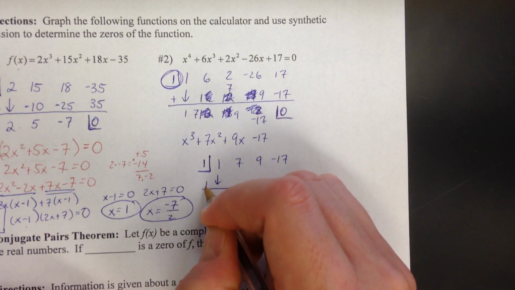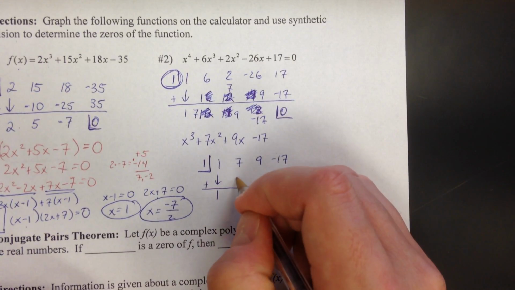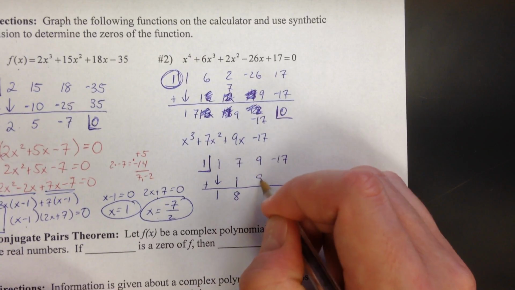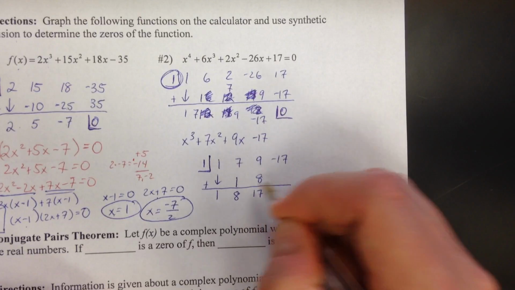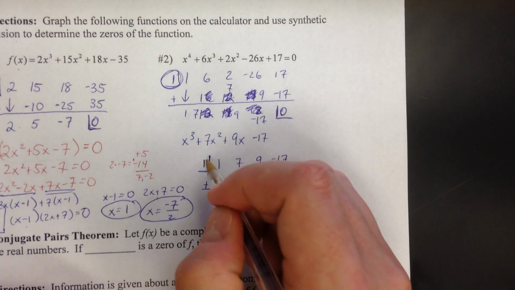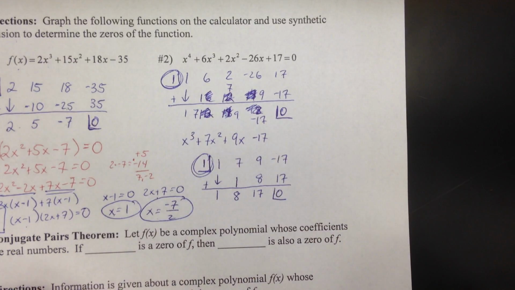All right, now let me do this correctly. 1 times 1 is 1. 7 plus 1 is 8. That's 8. Add that, that's 17. Plus 17, okay, is 0. So again, I get the same solution twice, and you're thinking, well, what was the point of that?